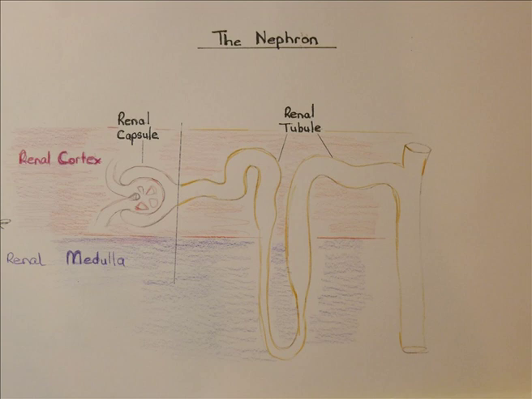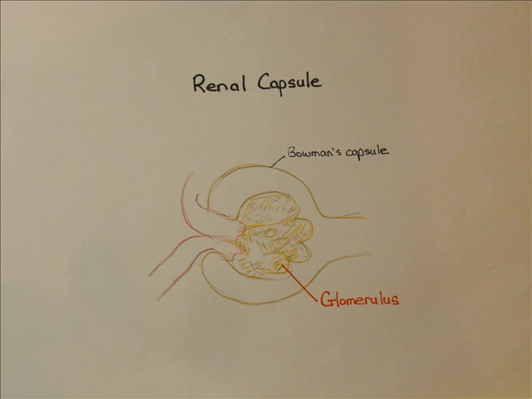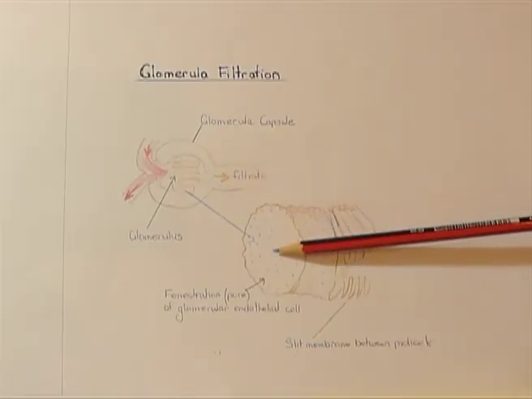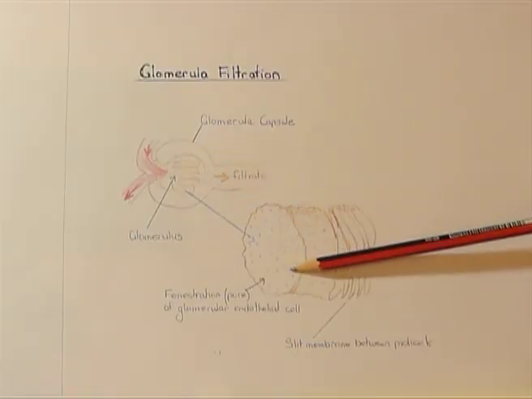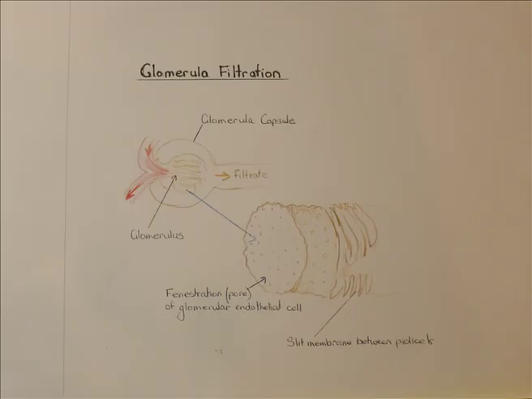To create urine, the nephrons work through a three-step process. It's glomerular filtration, tubular reabsorption, and tubular secretion. The renal capsule contains a network of capillaries called the glomerulus. It has fenestrated or porous capillaries, which lets the fluid and waste products pass through it, but it prevents the cells and large molecules such as proteins from passing. This step is called glomerular filtration.